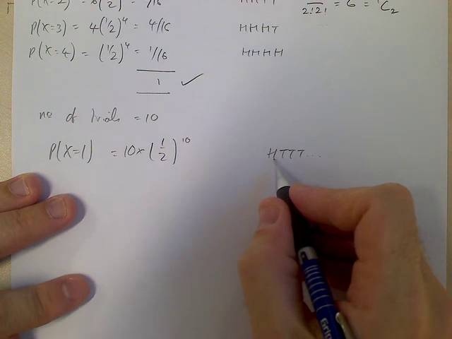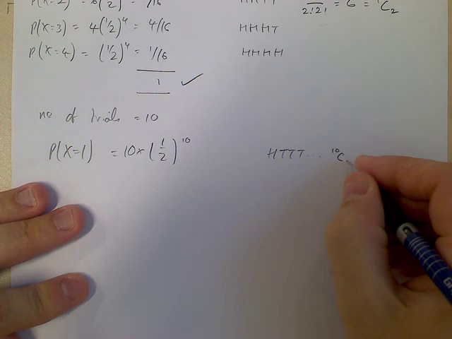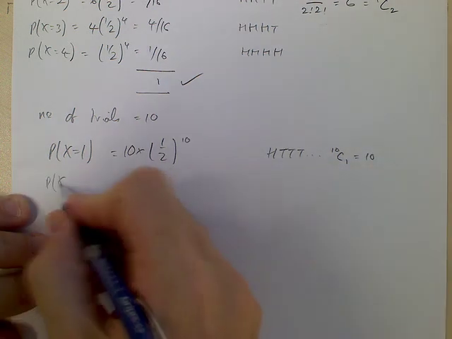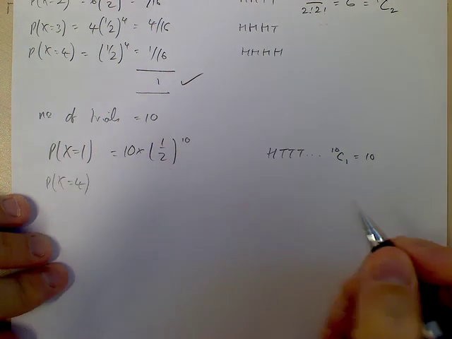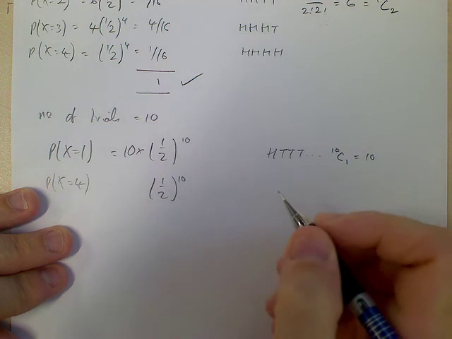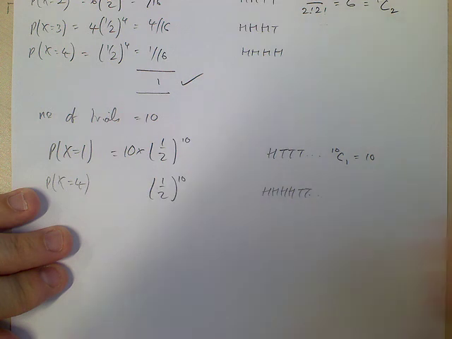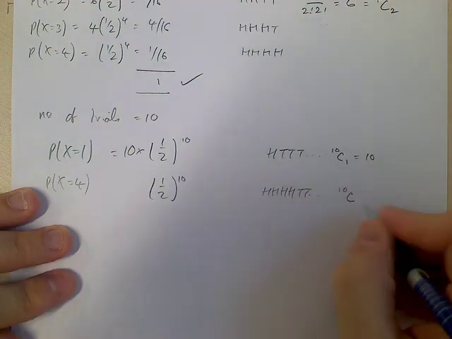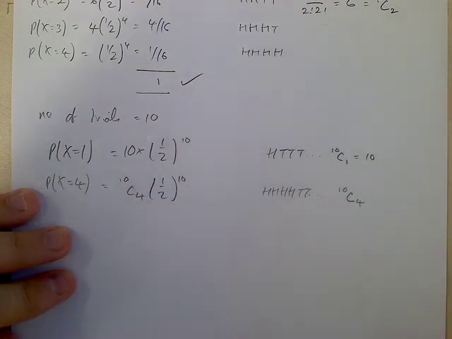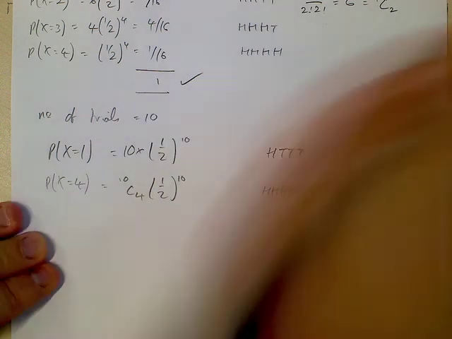I know that there's only 1, so it can appear in 10 places, or the other way I know that is to do 10 choose 1, which is 10. So I've got that one. If probability of x being 4, probability of getting 4 heads, the half to the power of 10 remains the same. But if I've got head, head, head, head, and then the rest are tails, of course I've got 10 choose 4. So the coefficient here, 10 choose 4. And if I've got my calculator, I can work that out. For the moment, I'm just going to leave it like that.